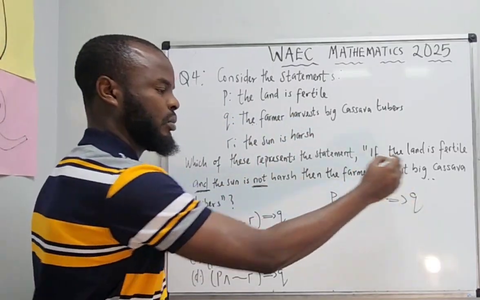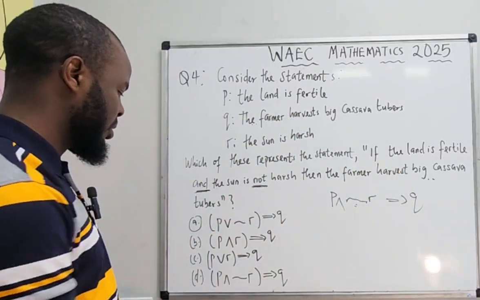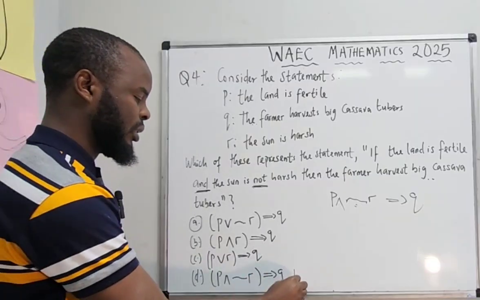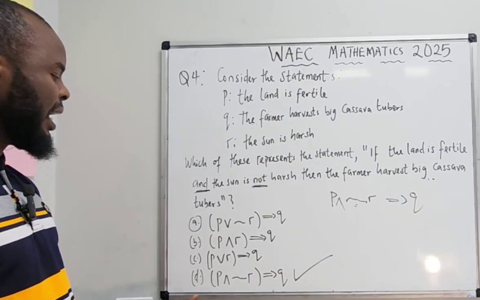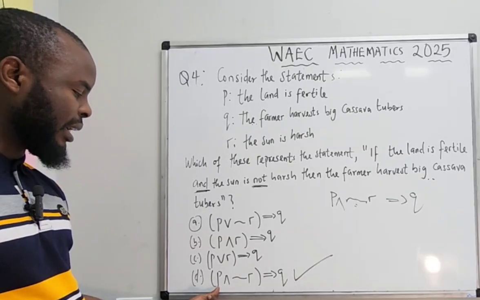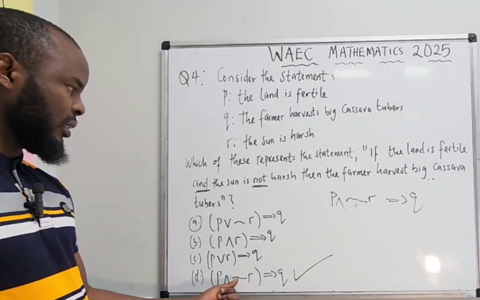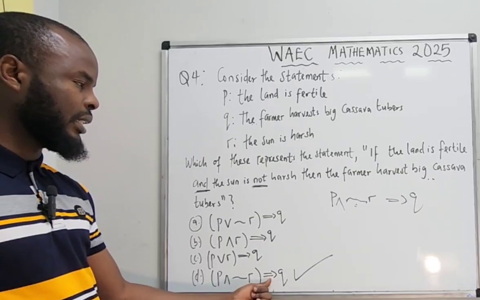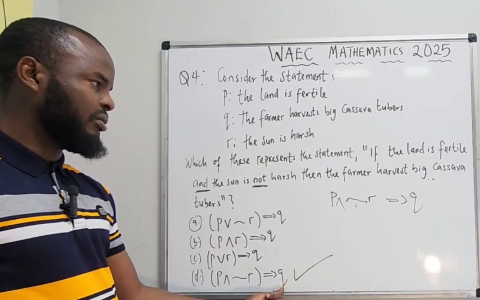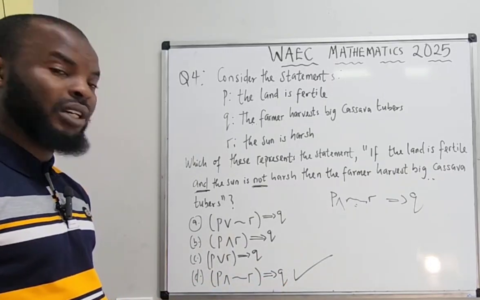Then we have Q. And if you look at the options here, you can see that it is only option D that satisfies this requirement. Here we have the land is fertile and the sun is not harsh. This is negation. Then we have what? The farmer harvests big cassava tubers.